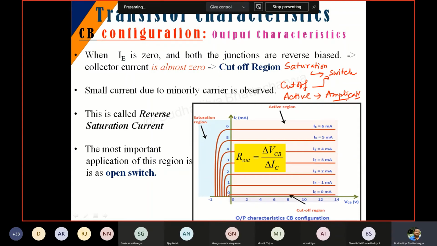All right, so now I guess all the regions are clear, how we are making this saturation and active. Active means you can observe that it is almost going in par with the input supply. So you can see IC is reaching its maximum and is almost constant throughout, even if you increase the VCB. Every time VCB is more, you can see the IC is also increasing. So that is why it is the active region.